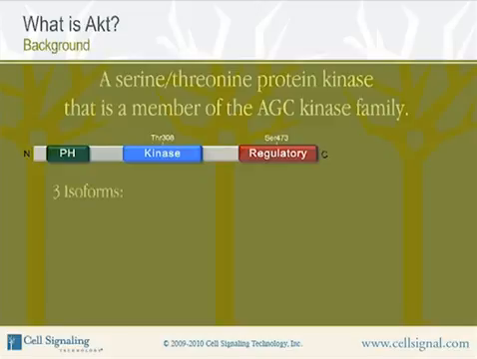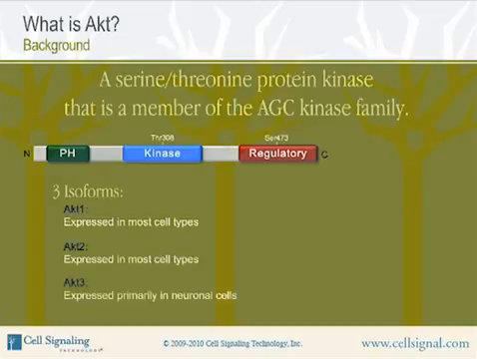There are 3 isoforms of AKT. AKT1, which is expressed in most cell types, AKT2, which is also expressed in most cell types, and AKT3, which is expressed primarily in neuronal cells. AKT functions to promote cell growth, proliferation, and survival through phosphorylation of a number of downstream targets.